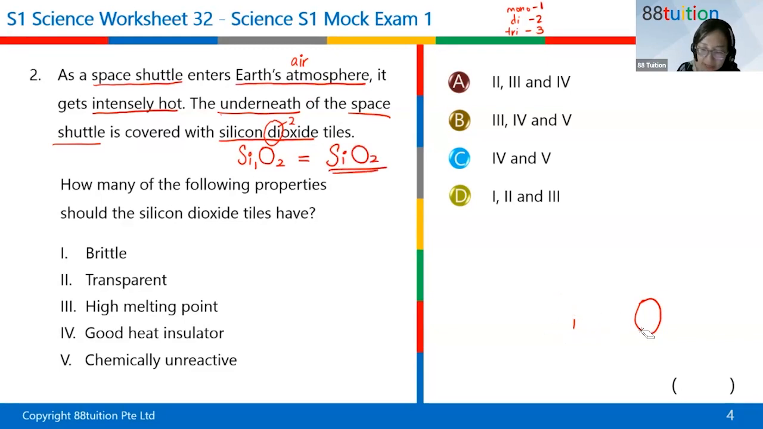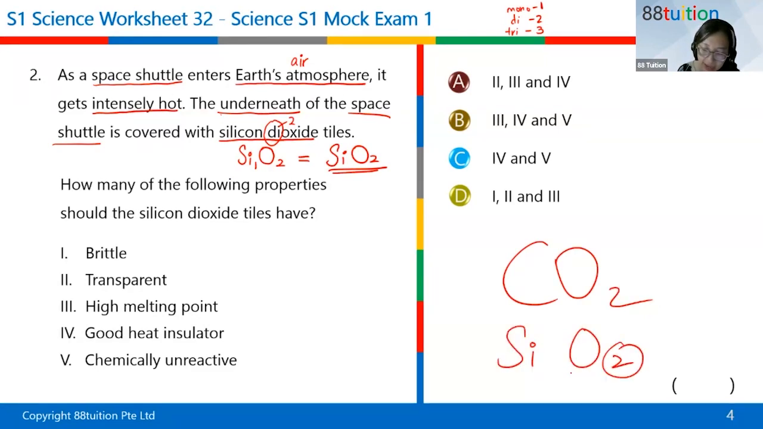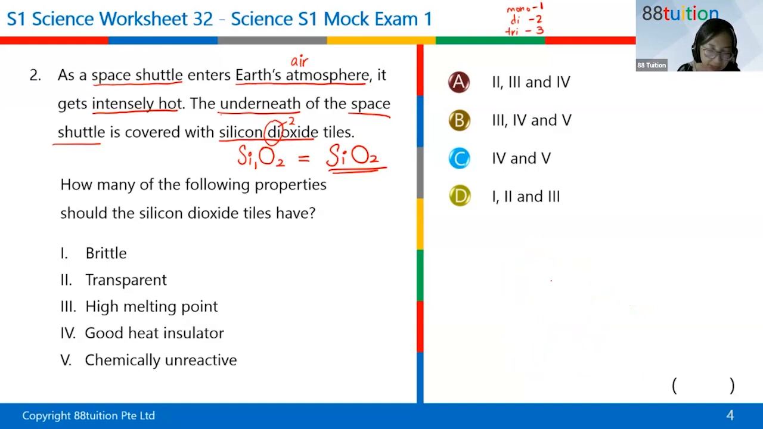Okay, so silicon dioxide is like carbon dioxide. Carbon dioxide is this, so this is silicon dioxide. So dioxide, di means 2. Right, it's like bicycle. Bicycle, B-I means 2, got 2 wheels. Instead of tricycle, it's a bicycle. So in chemistry, Bi and Di means 2.